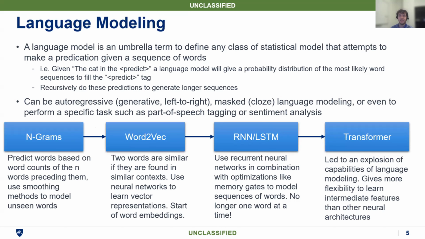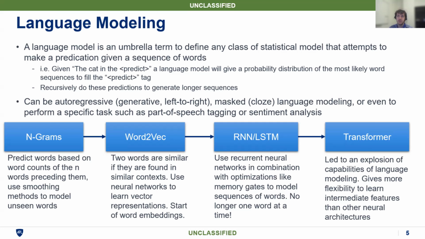To provide some background on language modeling as a whole, a language model is an umbrella term to define any class of statistical model that attempts to make a prediction given a sequence of words. Part of the reason I want to give this background is because it's very easy to forget that language models are at their base statistical in nature. A lot of it feels more like you're talking to someone, this sort of intuitive process of, oh, it understands what I'm saying.